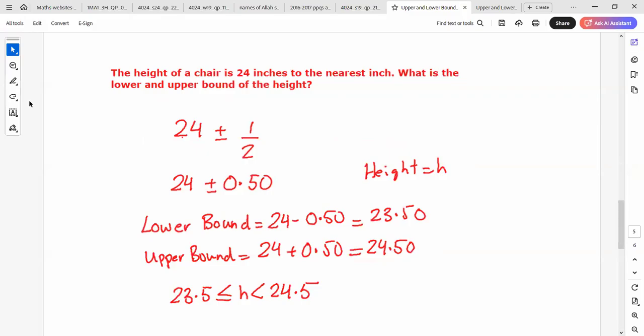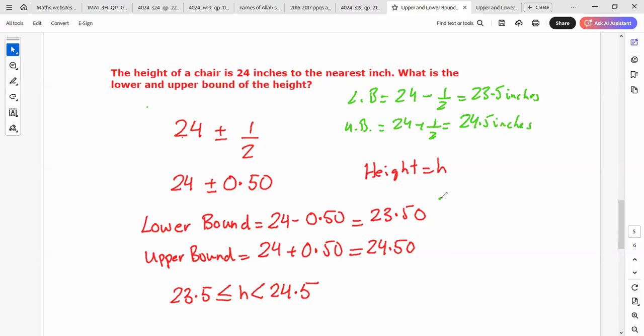If you're rounding to the nearest inch, the height of a chair is 24 inches to the nearest inch. The lower bound in this case will be the rounded value, 24, minus half. So the lower bound is 23.5 inches. And the upper bound will be 24 plus 1 over 2, which is 24.5 inches. And again, the height can be equal to 23.5, but it cannot be equal to 24.5.